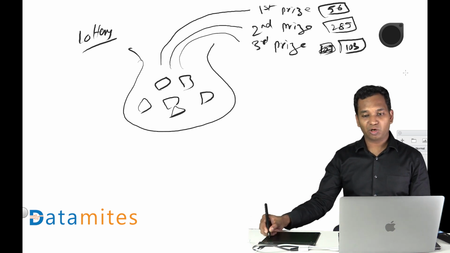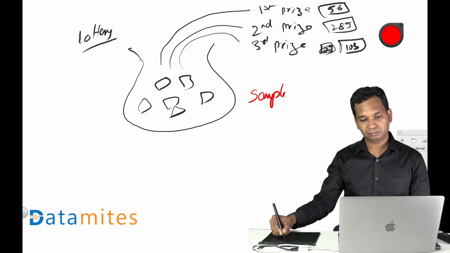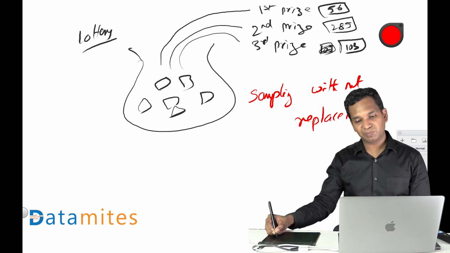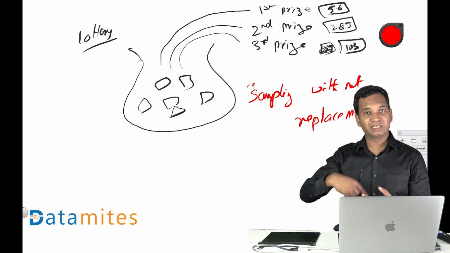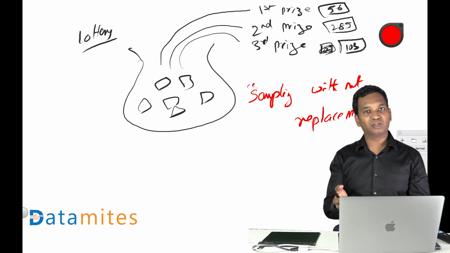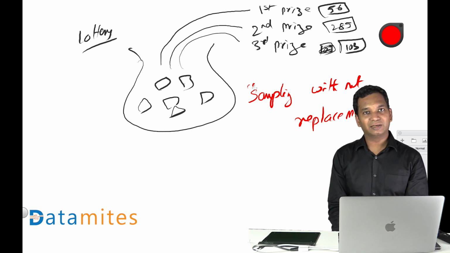And this, we call sampling without replacement. In sampling without replacement, once the data is sampled out, that particular data is not in the pot anymore. There is absolutely no chance, zero chance, that you will get it again.